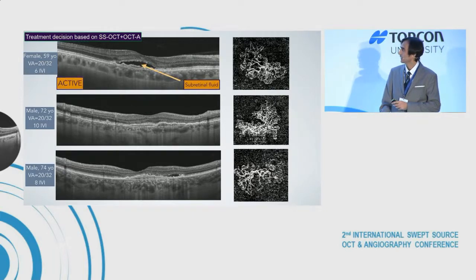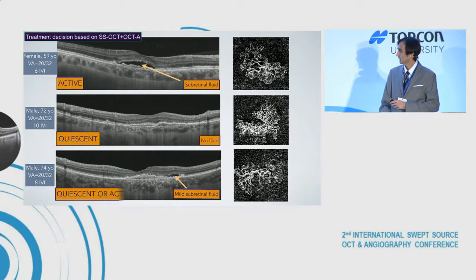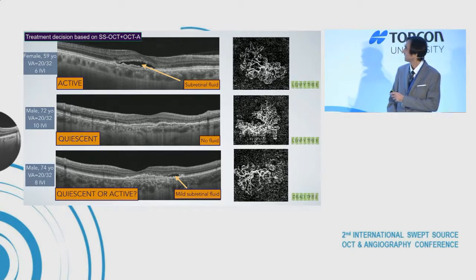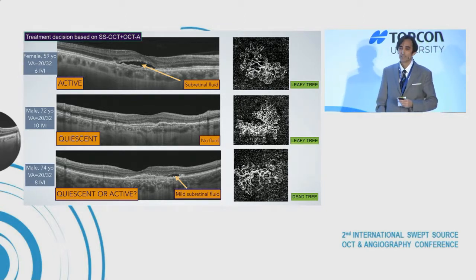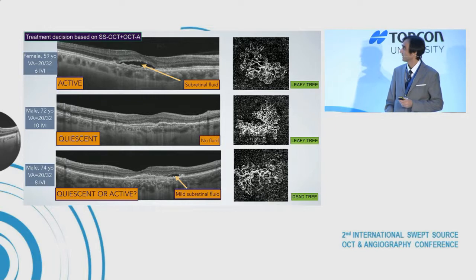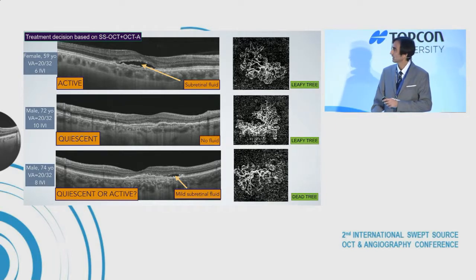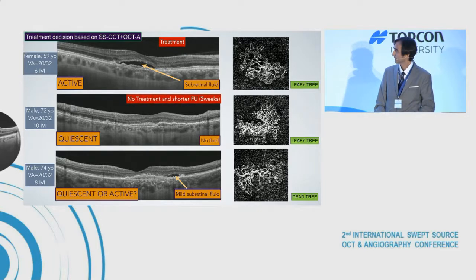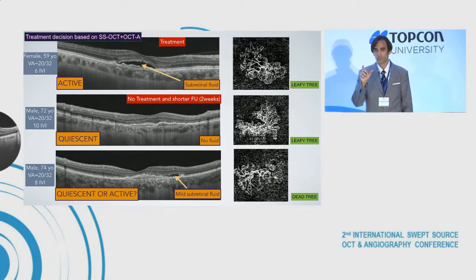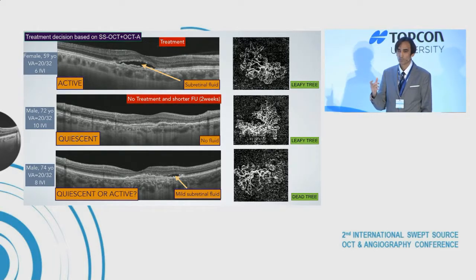OCT, the same: subretinal fluid, active. Second case, no fluid, quiescent. Third case, doubtful. But if we look here, the first case has the appearance of a leafy tree. It seems to be active. Then this case needs to be treated. The second case, we don't have fluid, but the leafy tree is also present. Then perhaps no treatment could be considered, but a shorter follow-up is recommended because it could be considered a risky lesion due to this leafy tree appearance on the OCT-A.